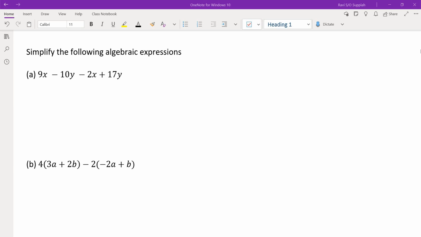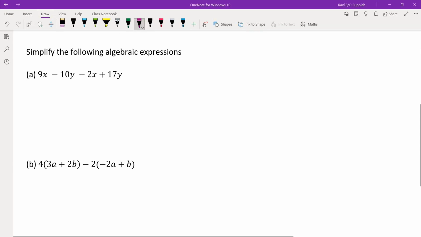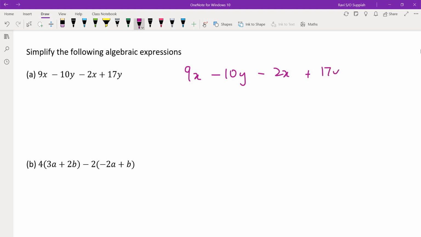Here we are asked to simplify the following algebraic expressions. All right, so let me rewrite the expression first. So we have 9x minus 10y minus 2x plus 17y. As you saw from the earlier video, it's always good practice to make sure that every term has a sign. So for 9x, since there is no sign, the implicit understanding is it is a plus.